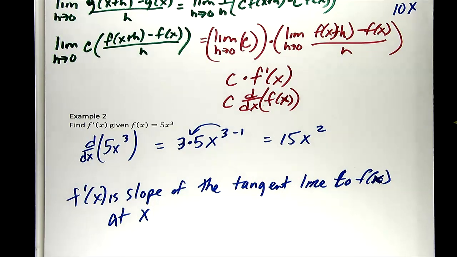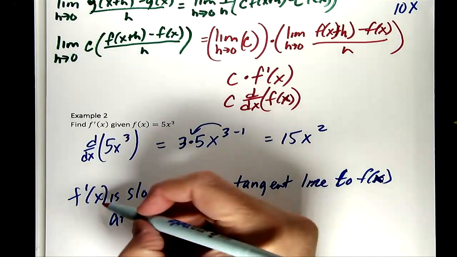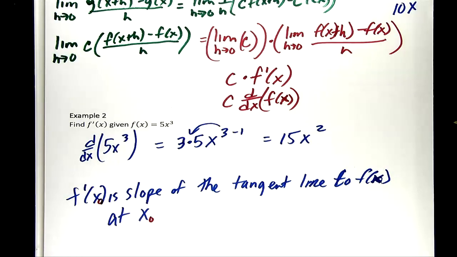I guess that probably reads a little bit better if I throw in a 0, like x sub 0. You could have the generic form as well, the generic form of the slope, but anytime you're actually going to use it for the slope, you would do it at a specific value.